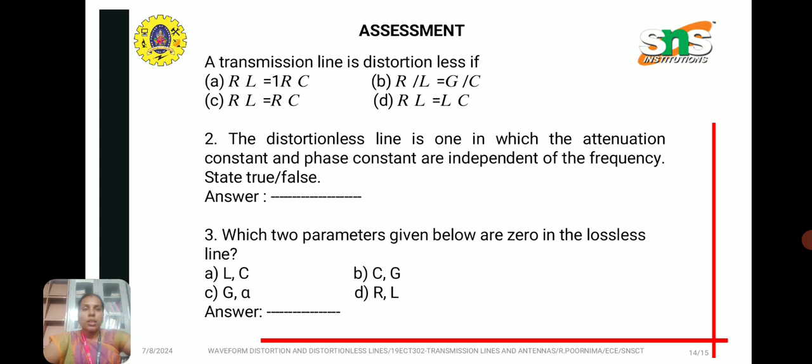Assessment questions. A transmission line is distortionless if R/L = G/C. The answer is B. The distortionless line is one in which the attenuation constant and phase constant are independent of frequency. The answer is false, because one is dependent and the other is independent. Which two parameters are 0 in a lossless line? The answer is conductance and attenuation, C.